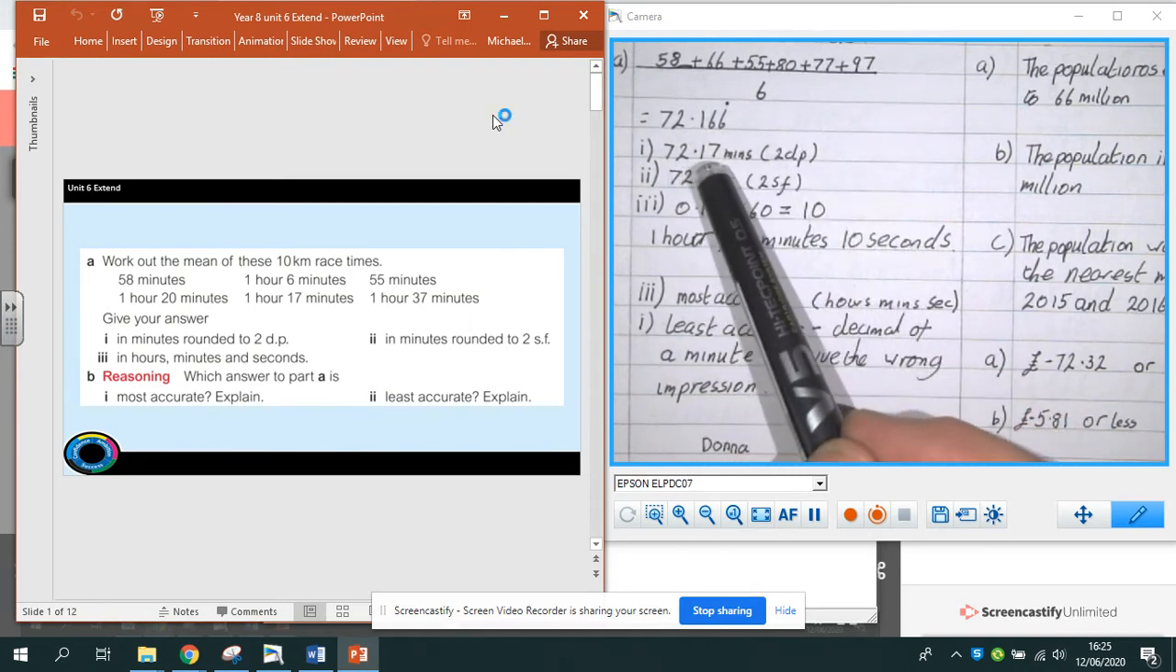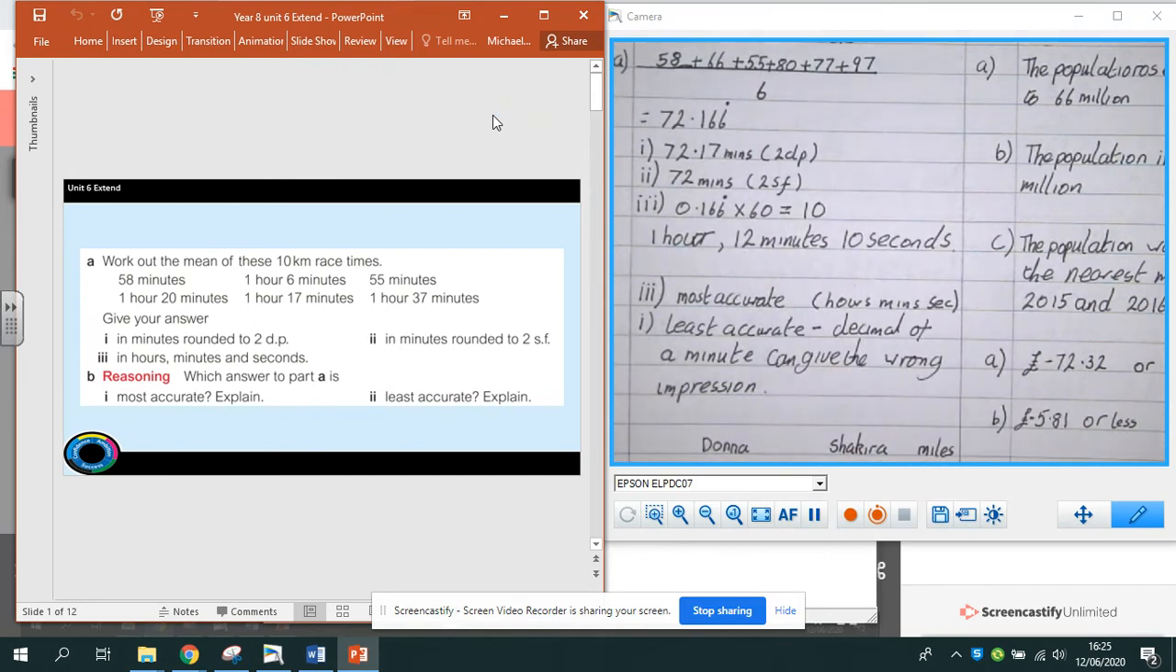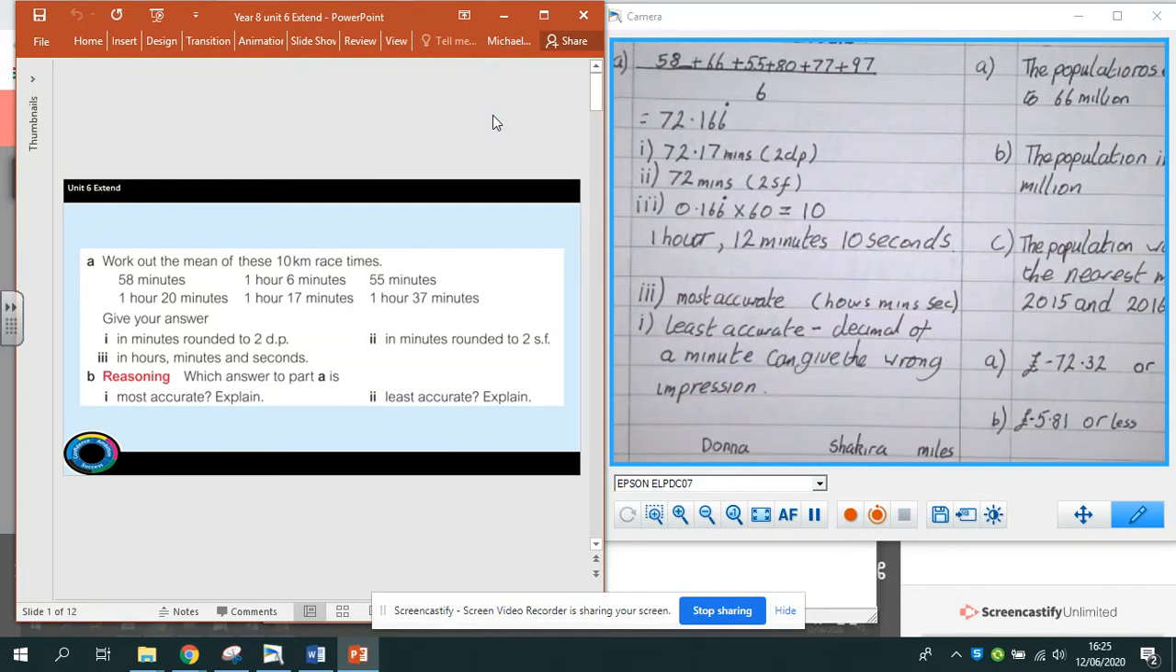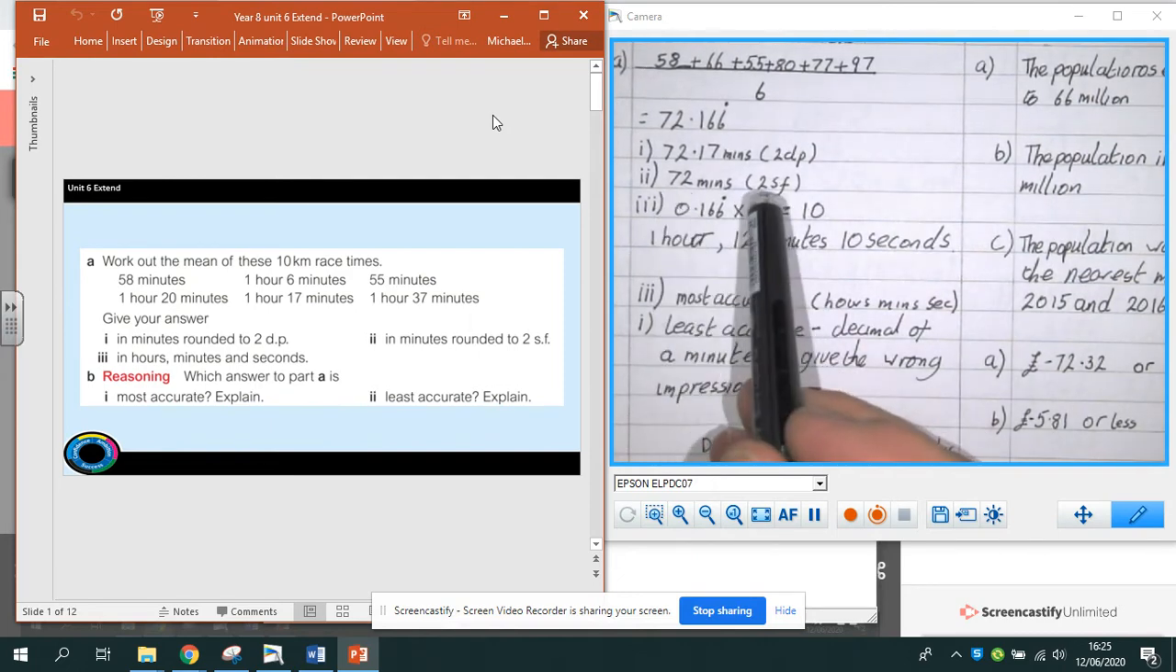So when I was asked to round it, give your answer in minutes rounded to 2 decimal places, I got 72.17 minutes, which is rounded to 2 decimal places. Rounding to 2 significant figures gives me 72 minutes.